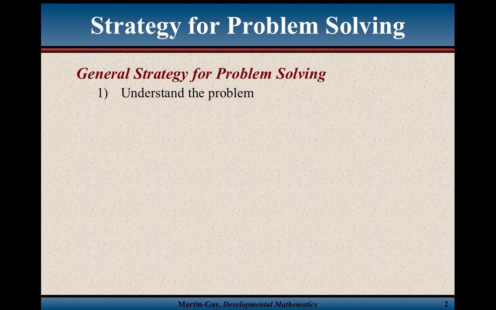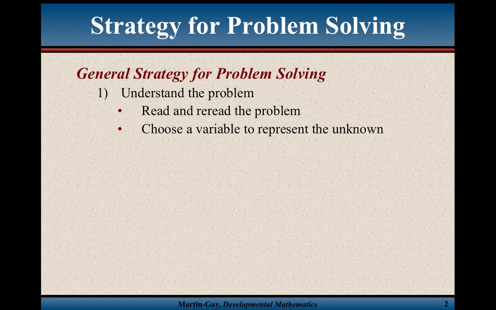So we have the general strategy for problem solving. So first, understand the problem. Of course, that's very important. Yung naiintindihan mo yung problem, bago mo siya isolve. Second, under understanding the problem, number one, read and reread the problem. Okay, that's very important. If you cannot understand the problem dun sa unang basa, basahin mo siya ulit. And then choose a variable to represent the unknown. It's up to you what letter you are going to use, but usually we use x for the unknown variable.